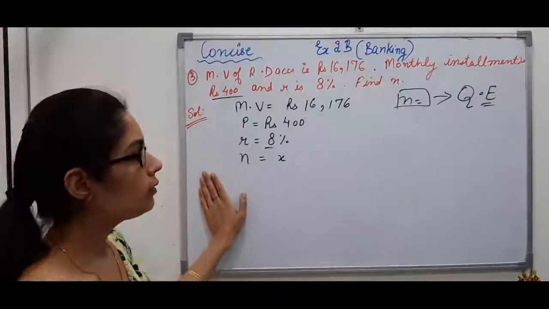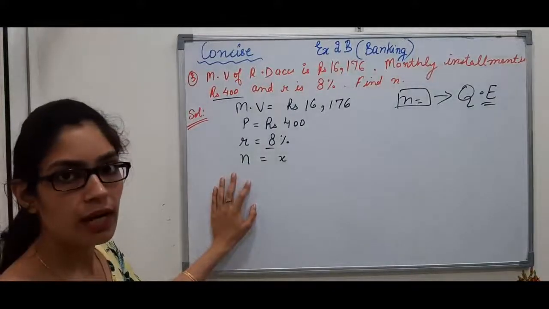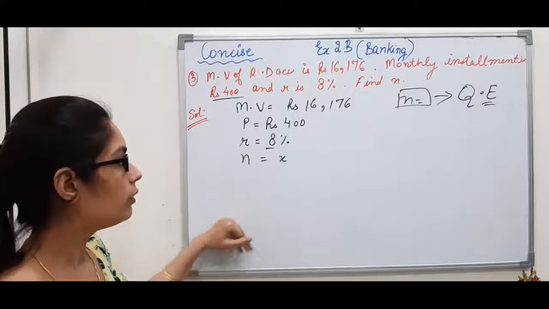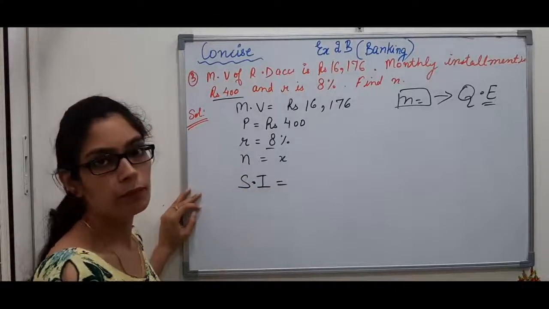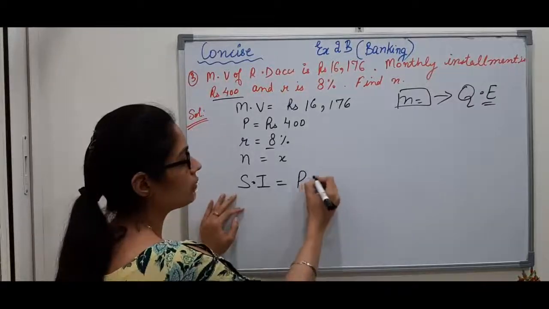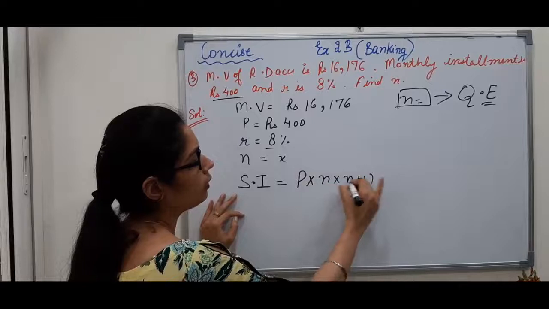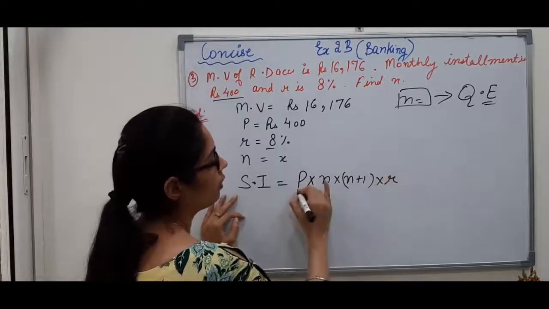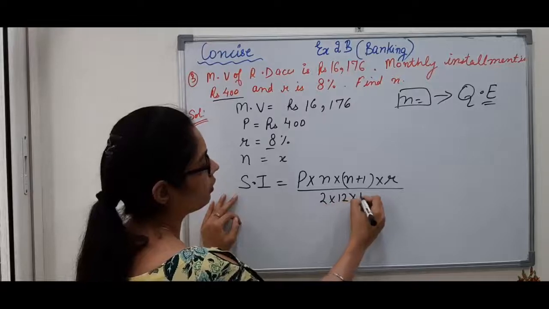So let's start. We have to start in the same method like we are doing. First of all, we will find simple interest and then MV, and the same way we will proceed. The formula of simple interest is P into n into n plus 1 into R upon 2 into 12 into 100.